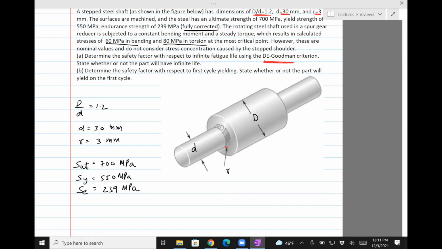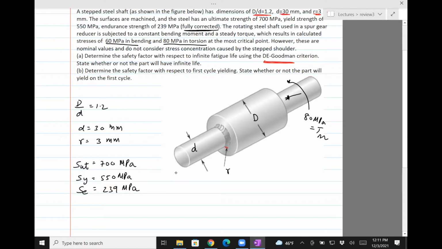Okay, so now the torques are told to be steady. So the torque on this is 80 MPa, and that is going to be the steady torque because it keeps the thing rotating. It's also subject to a steady bending load of 60 MPa. So this axis is along the shaft, while the axis of this bending moment is in this direction.